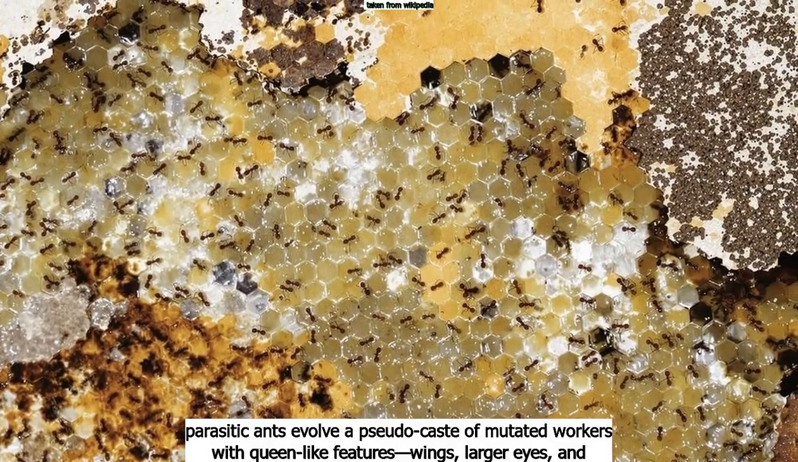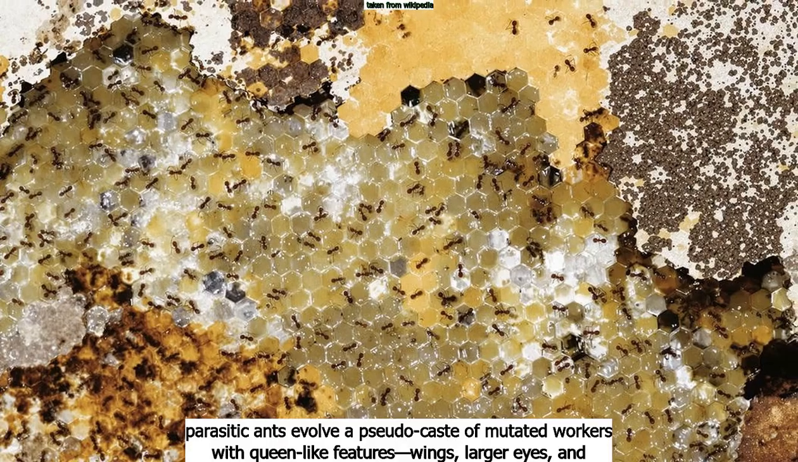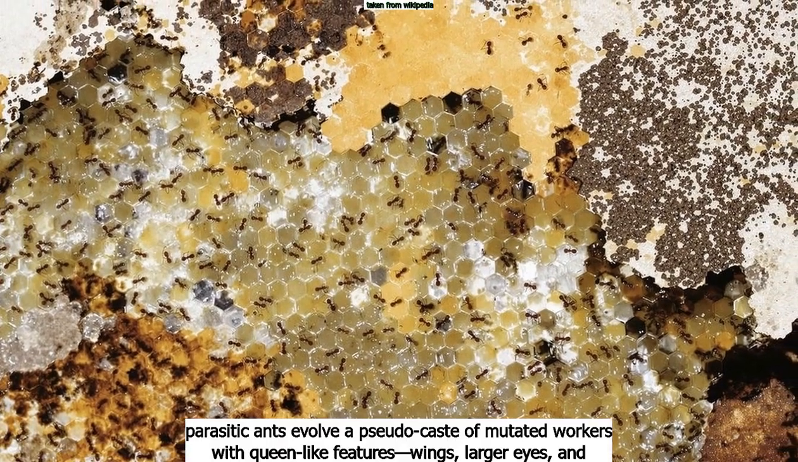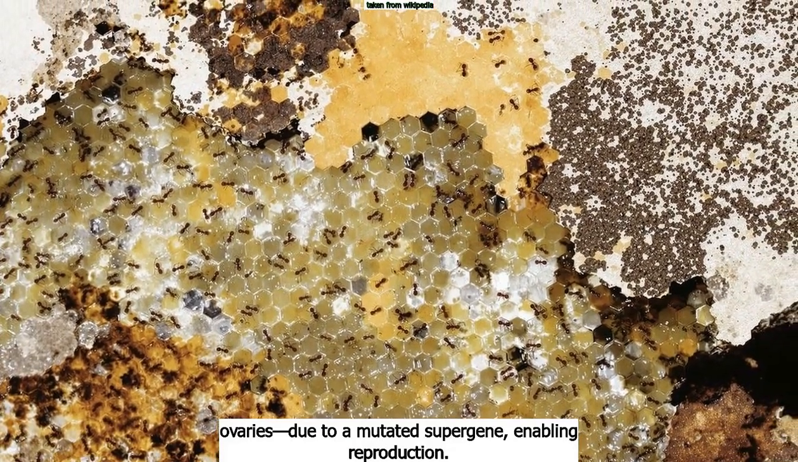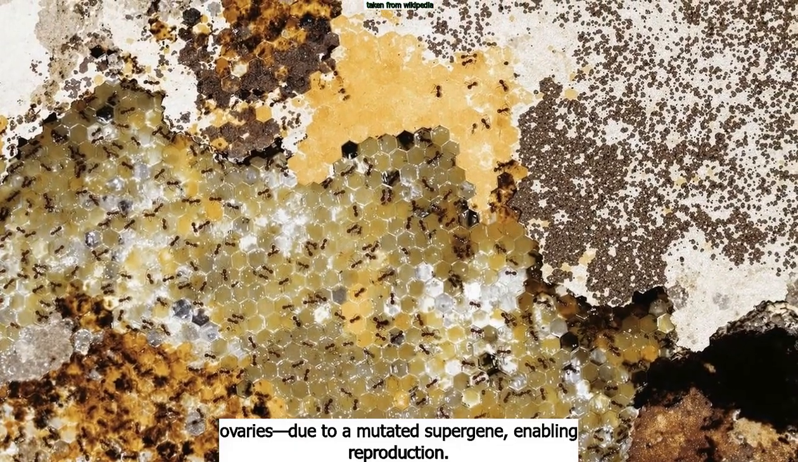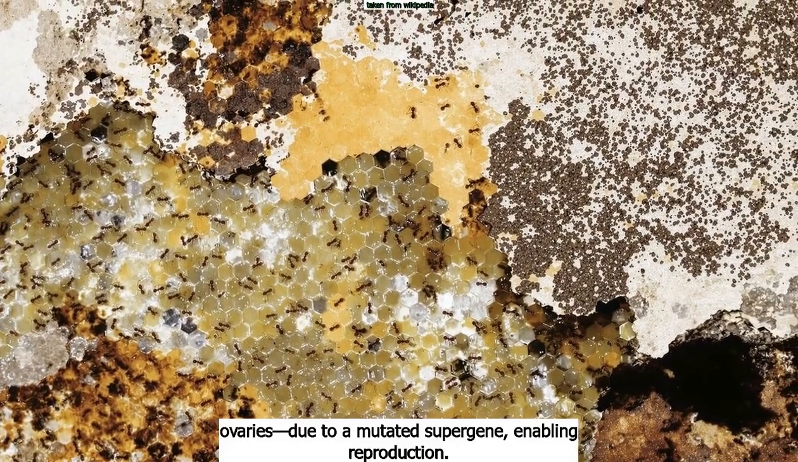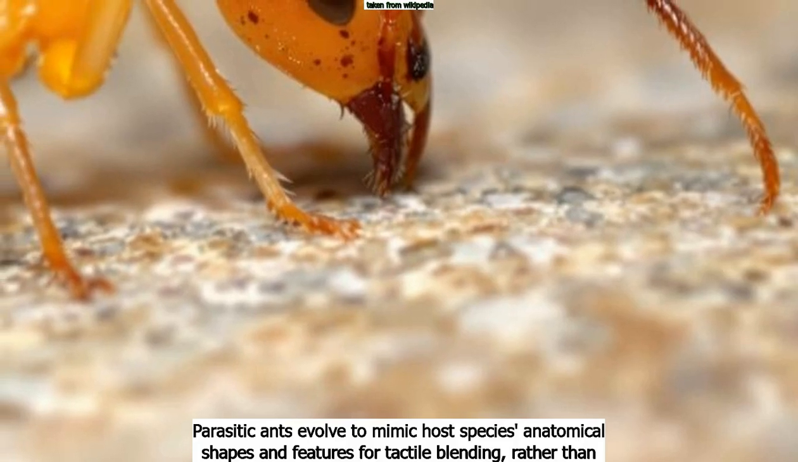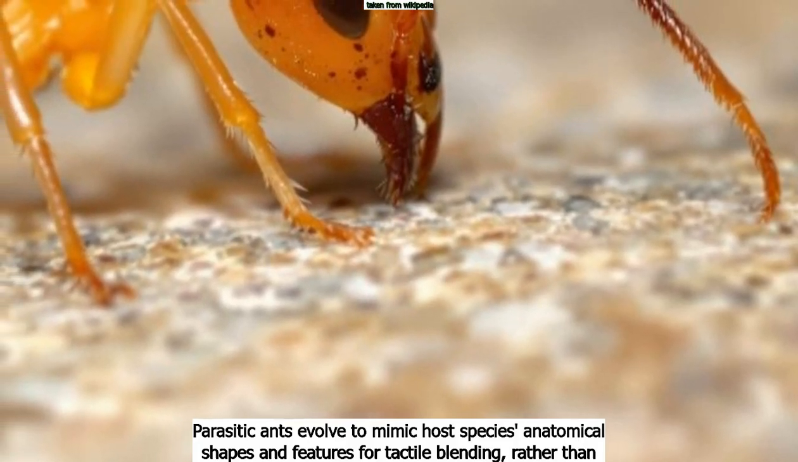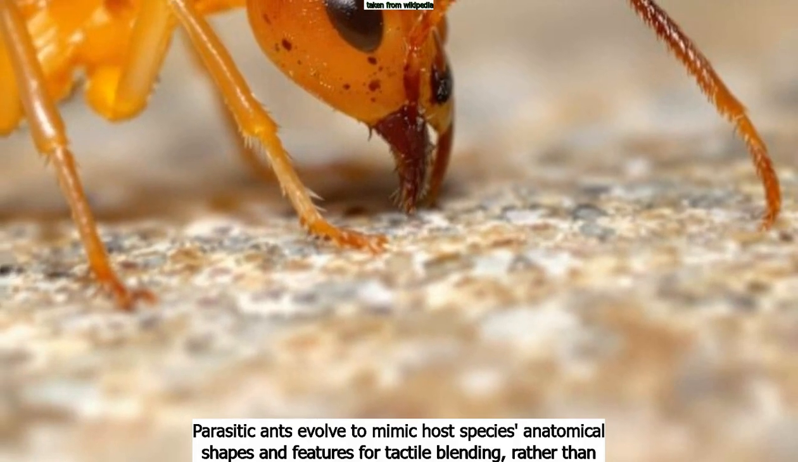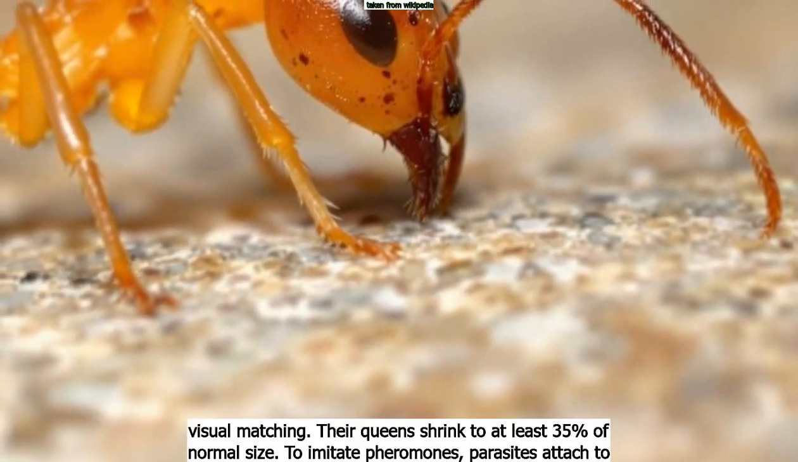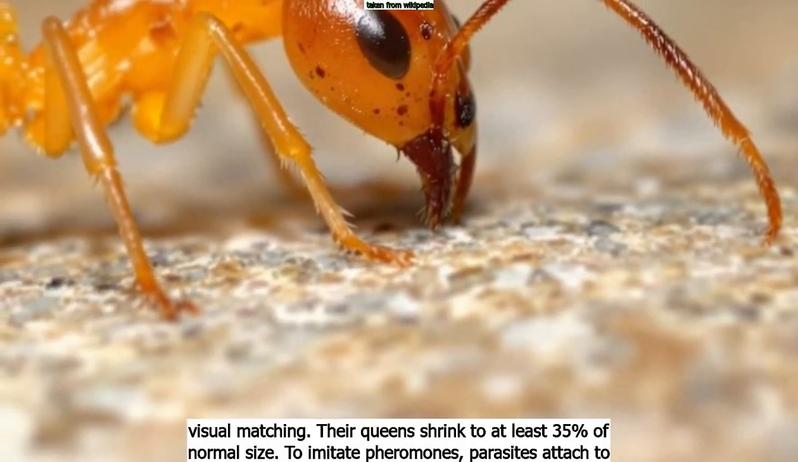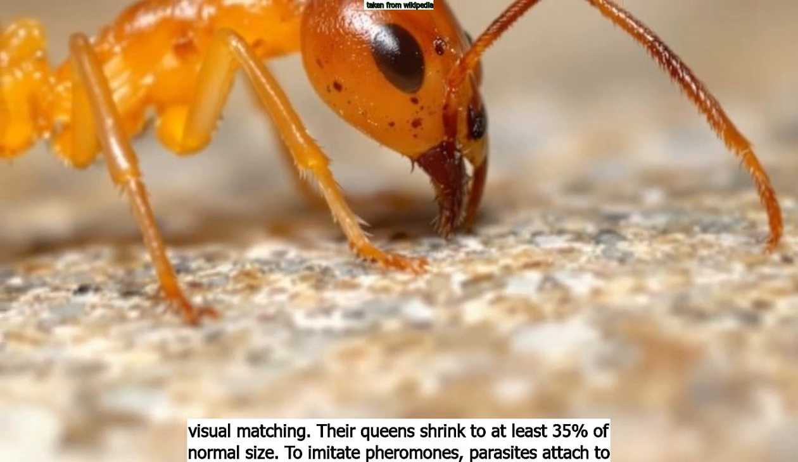Certain parasitic ants evolve a pseudo-caste of mutated workers with queen-like features, wings, larger eyes, and ovaries, due to a mutated supergene, enabling reproduction. Parasitic ants evolve to mimic host species' anatomical shapes and features for tactile blending rather than visual matching. Their queens shrink to at least 35% of normal size.